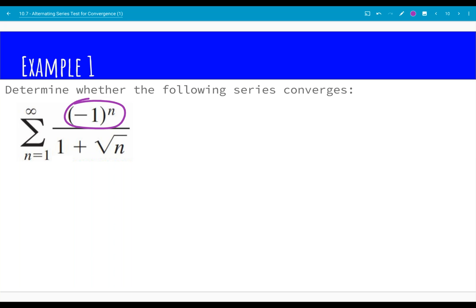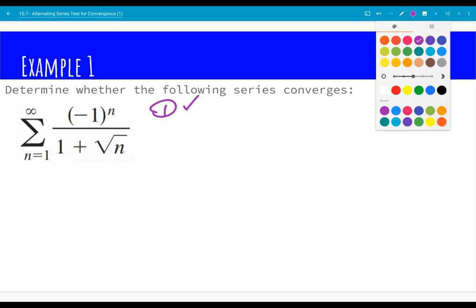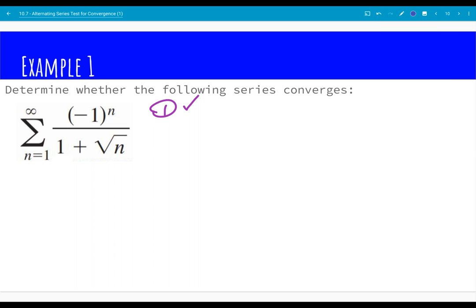Now, more specifically, it's an alternating series because of that -1 to n, and what's in the denominator here is always going to be positive. So that -1 to the n is going to alternate between positive and negative. So first condition, we can check off it is an alternating series. Second condition, we want to show that the terms are decreasing.